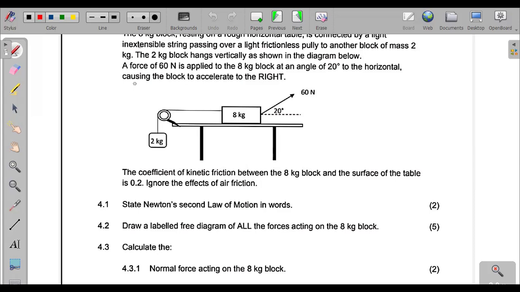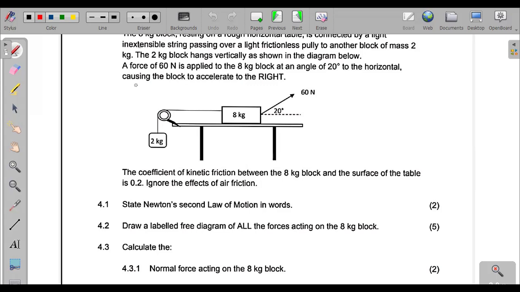Number 4.1 states Newton's second law of motion in words. It simply states that when a non-zero resultant force acts on an object, the object will accelerate in the direction of the net force at an acceleration which is directly proportional to the force and inversely proportional to the mass of the object.